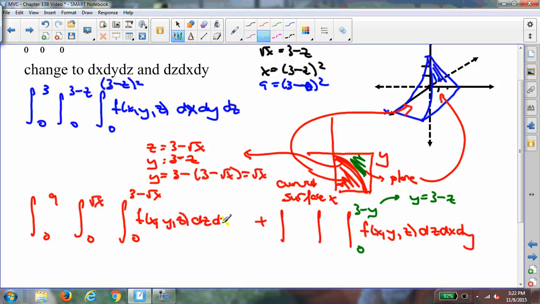So this is dx dy. Actually, I can't use x here, so I have to change this from y equals root x to x equals y squared. And then when x equals 9, y equals 3. So over here, I'm going to do x again from y squared to what upper value of x, which is 9, and then y from 0 to 3.